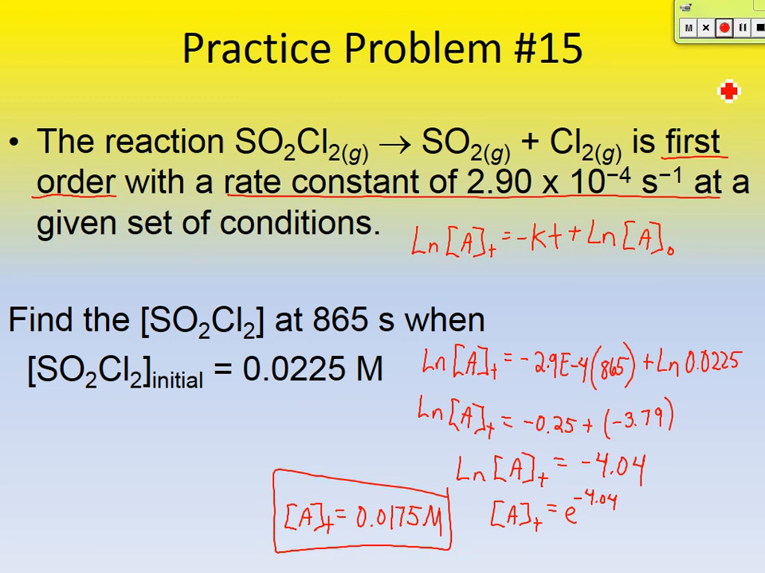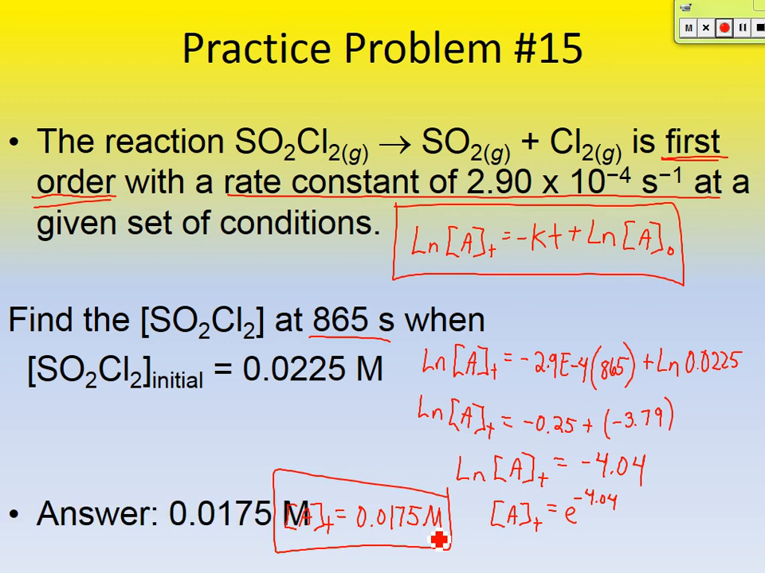All right, so I went ahead and solved this one. And hopefully at this point, you have an answer too. But let me just run down the quick version of this problem. It is a first order reaction. So I wrote down the first order integrated rate law equation. Then I simply just used the information and plugged in the values here. And when you solve it correctly, you should get that the concentration after this 865 seconds will be 0.0175 molar. Hopefully you got that answer as well.